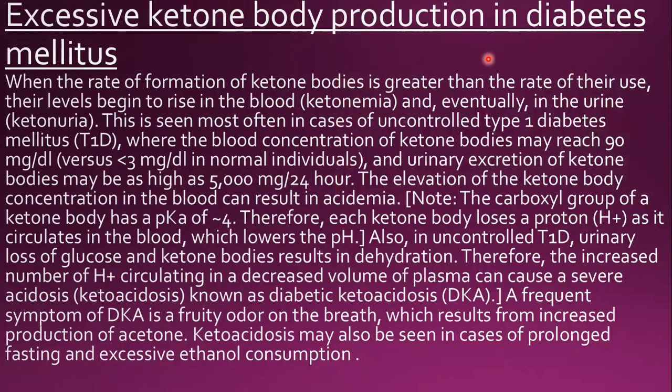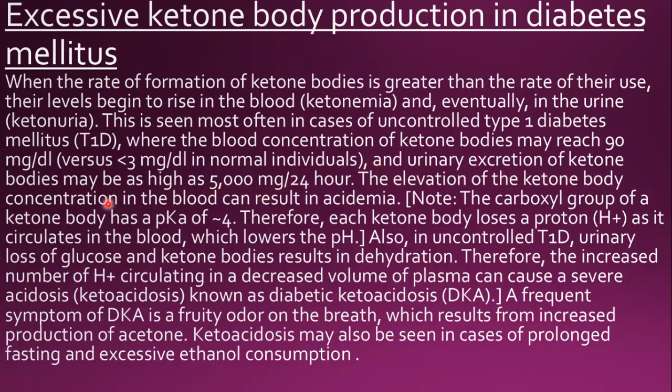Now, excessive ketone body production in diabetes mellitus. When the rate of formation of ketone bodies is greater than the rate of their use, their level begins to rise in blood, a condition known as ketonemia, and eventually in the urine, ketonuria. This is seen most often in cases of uncontrolled type 1 diabetes mellitus, where the blood concentration of ketone bodies may reach 90 milligrams per deciliter, but in normal individuals, it should be less than 3 milligrams per deciliter. And the urinary excretion of ketone bodies may be as high as 5,000 milligrams, or 5 grams, in every 24 hours.